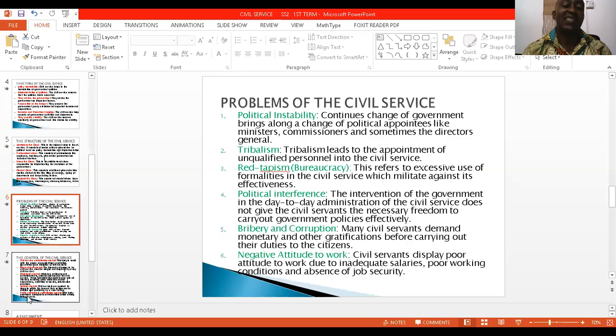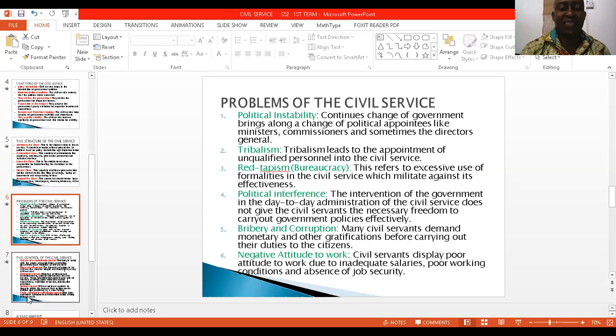Formalities. Certain things they can do, but you must wait for the senior. If you don't wait for the senior, they will punish you or you get queried. So based on that, you wait. And while you are waiting, things will be going wrong, may not be going in the right way.